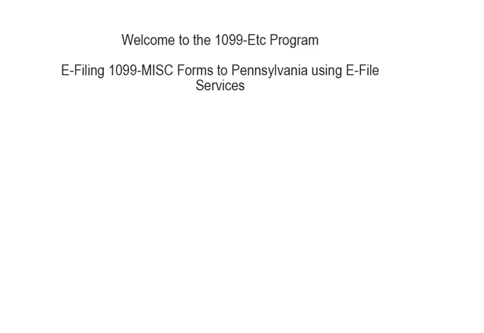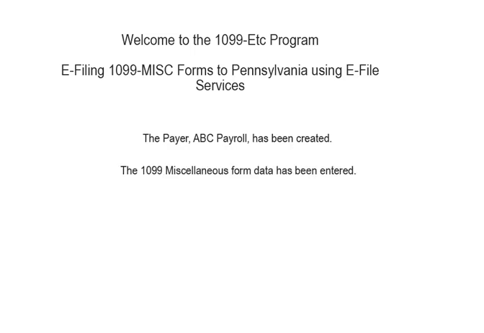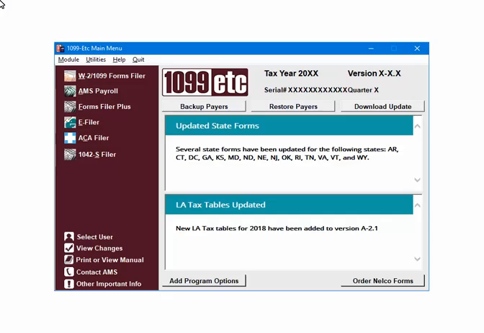This tutorial covers e-filing 1099 miscellaneous forms to Pennsylvania using e-file services. To begin, the payer ABC Payroll has been created, and the 1099 miscellaneous form data has been entered. This is the main menu.